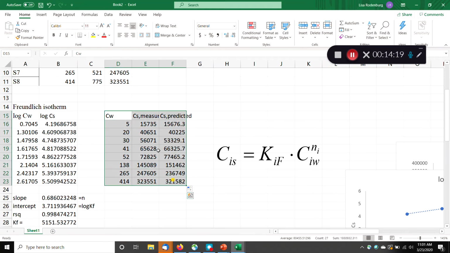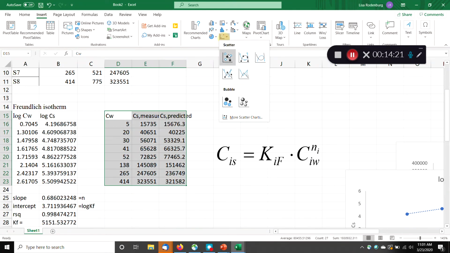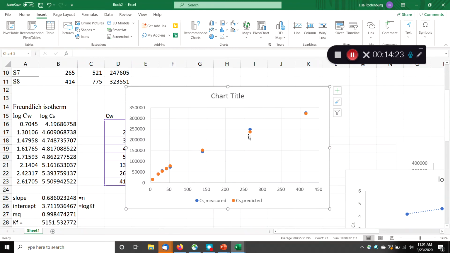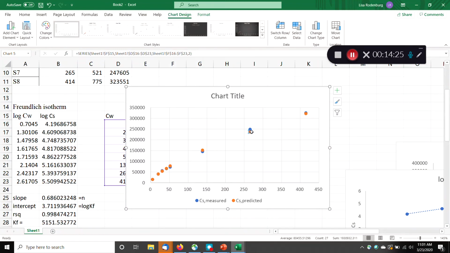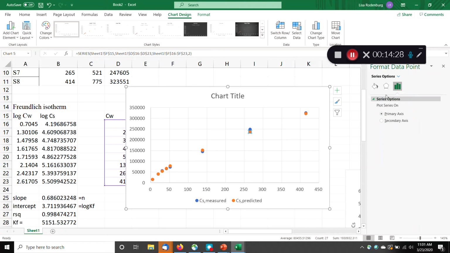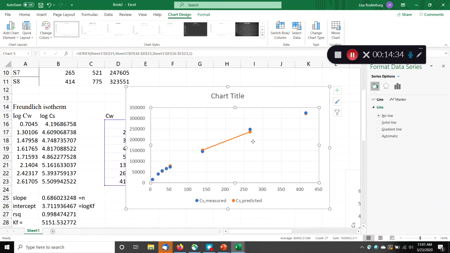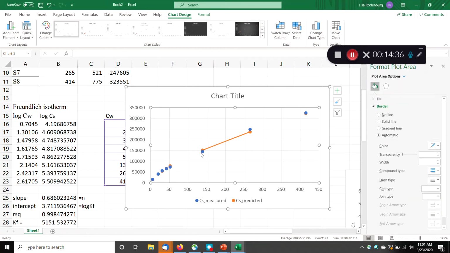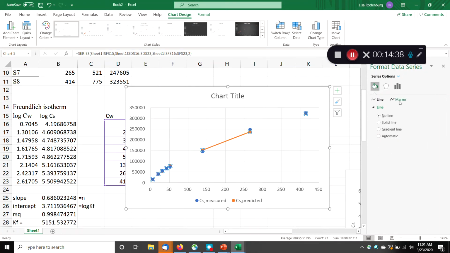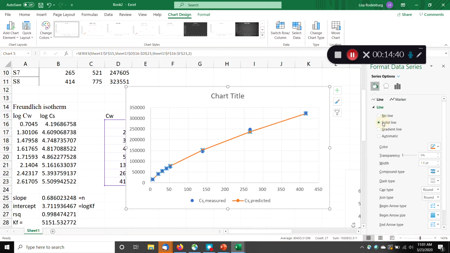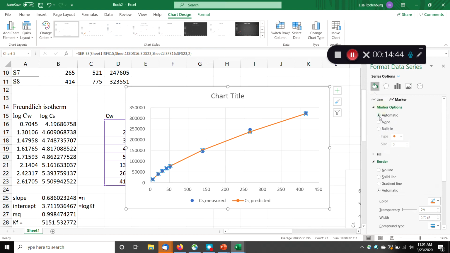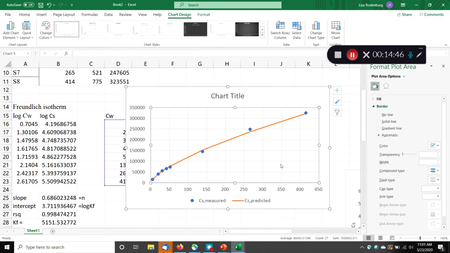So if we plot this, yeah, that's pretty good. Remember, the oranges are predicted. So let's go here, add a line, make it orange. No, that's not quite what I had in mind. There we go. And if you want, we can even get rid of the marker here. There we go. So our predicted line is pretty darn good.